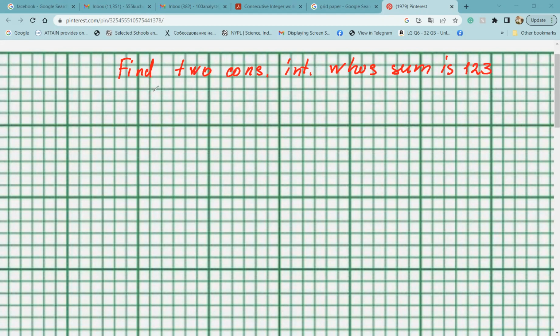Let's assume that the first number is n. The second number will be n plus 1. We have two consecutive integers. So let's set up the equation. N plus n plus 1 equals 123. Combine like terms, n plus n, you get 2n plus 1 equals 123.